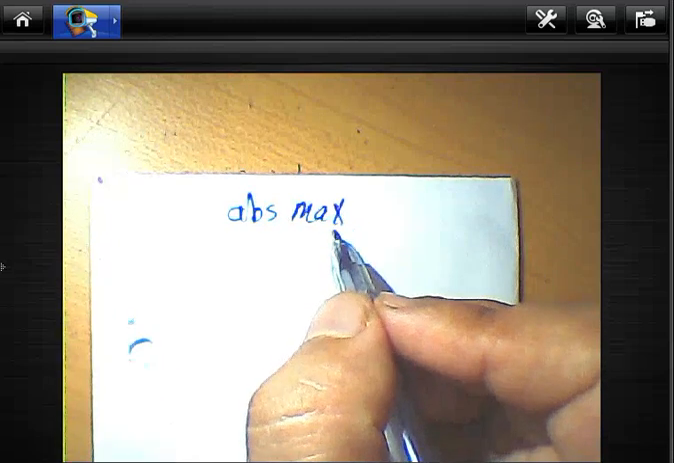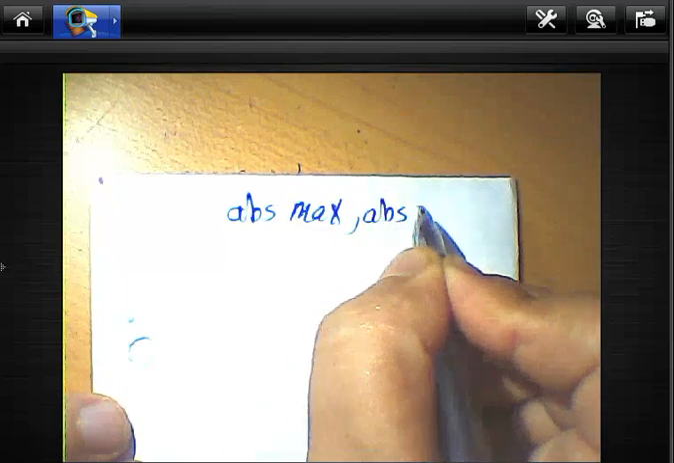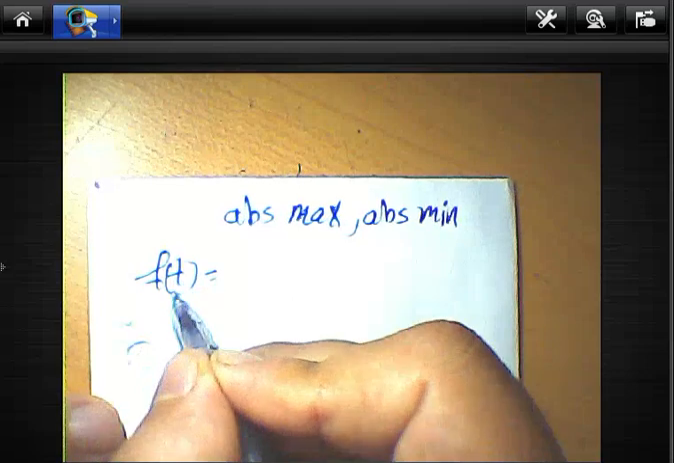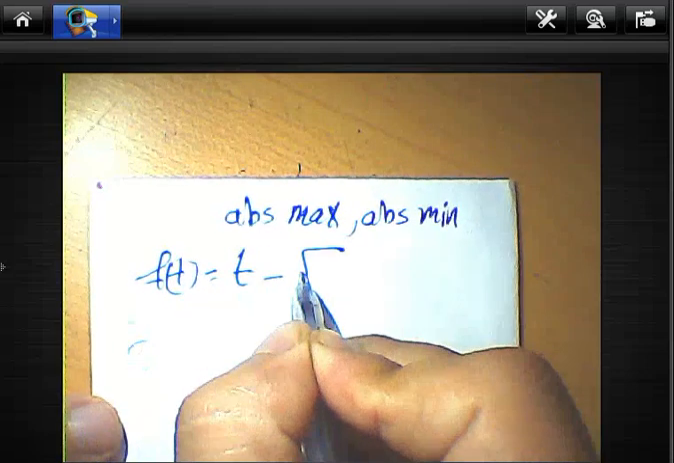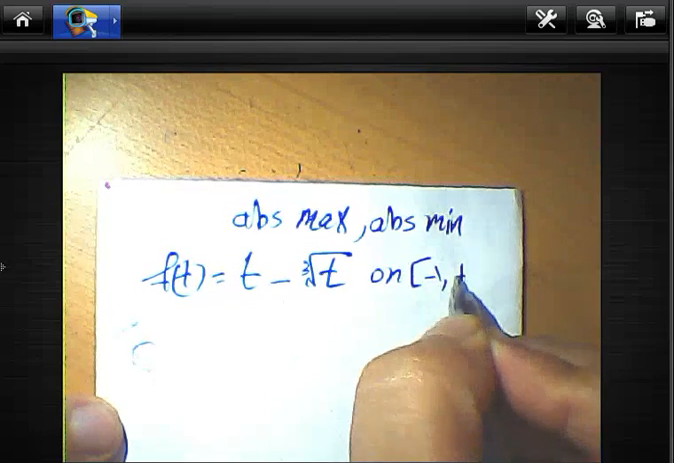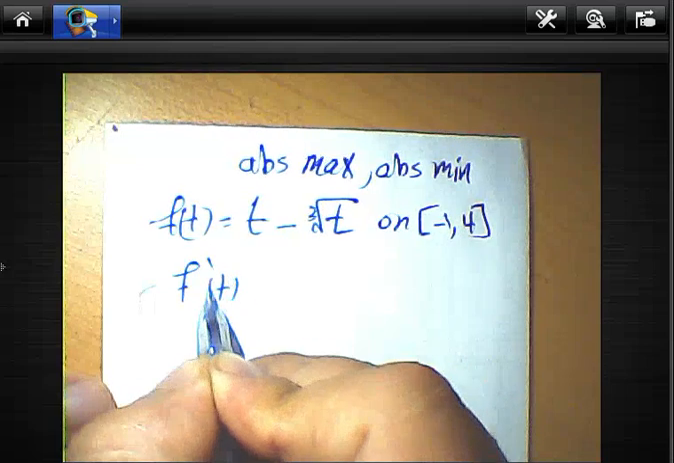Today we will complete our question about absolute max and absolute minimum. Look at the example. f of t equals t minus the cube root of t on the interval [-1, 4]. First, we want to find the derivative of this function, f prime of t.